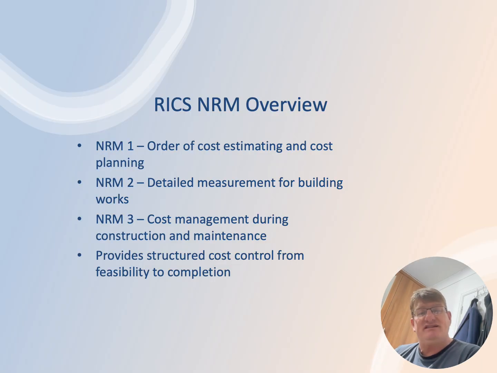So an overview of the RICS NRM, and I've already done this in a lot of detail. Order of cost estimating and cost planning is covered by NRM1. NRM2 is a detailed measure which will help you produce a bill of quantities, which will fundamentally help with analytical estimating. And then NRM3, cost control when the building is being used, value engineering techniques.